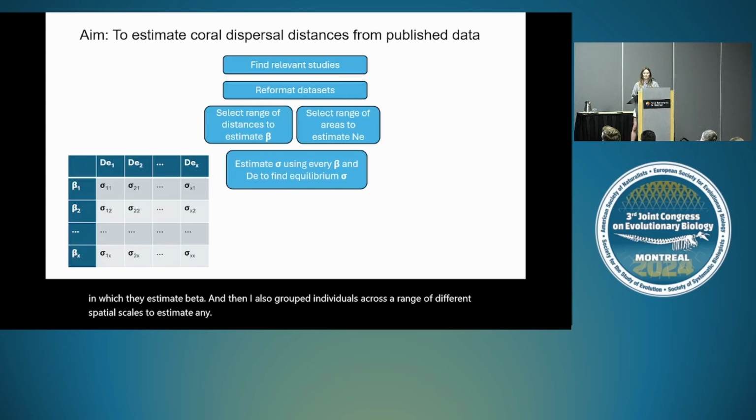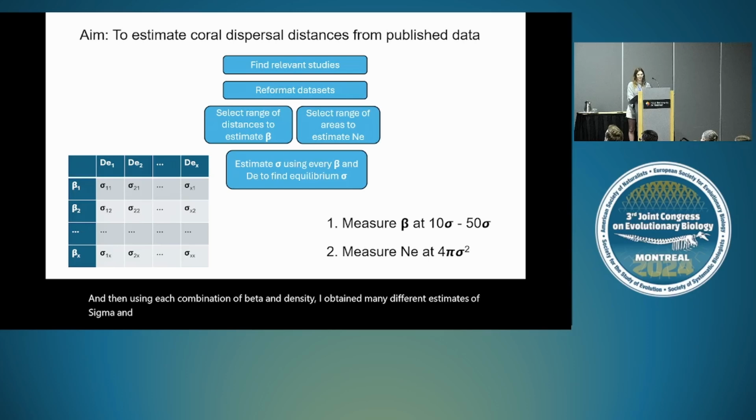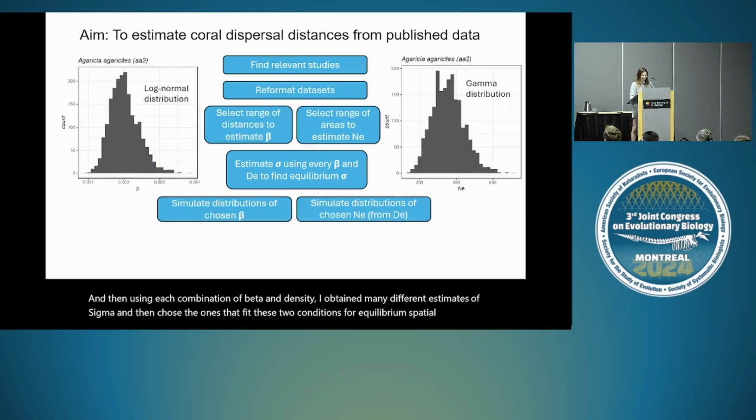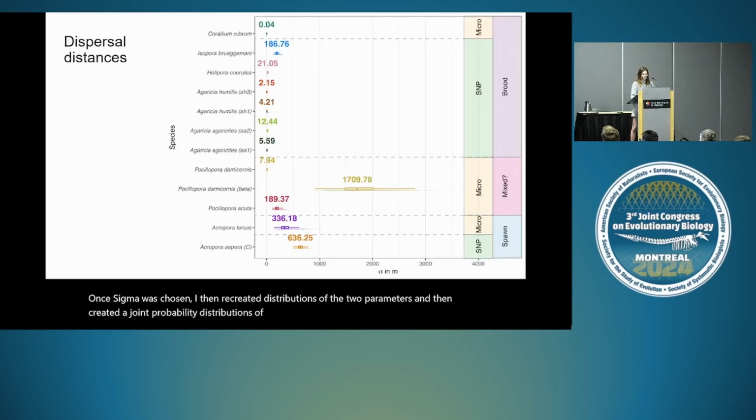Using each combination of beta and density, I obtained many different estimates of sigma and then chose the ones that fit these two conditions for equilibrium spatial scales. Once sigma was chosen, I recreated distributions of the two parameters and then created joint probability distributions of sigma. Here are the results for the first 12 datasets, which had IBD signals. The distributions of sigma values are across meters, with the median value for each species dataset.